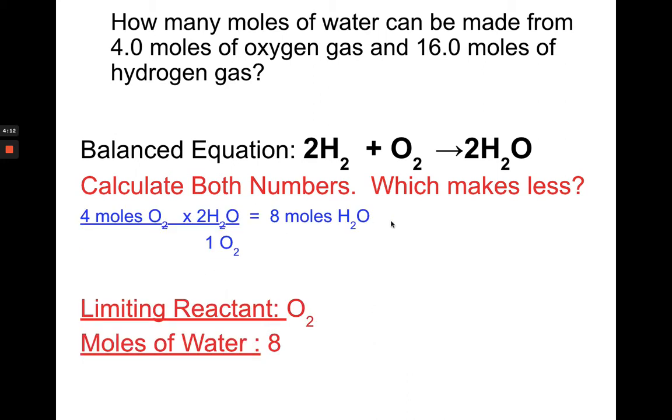So again, you calculate both numbers. Which makes less? The limiting reactant made less. It made 8 moles of water versus the 16 from the hydrogen. So the limiting reactant is oxygen, and the moles of water we can promise our client is 8.